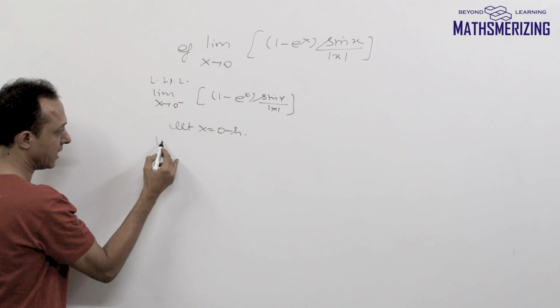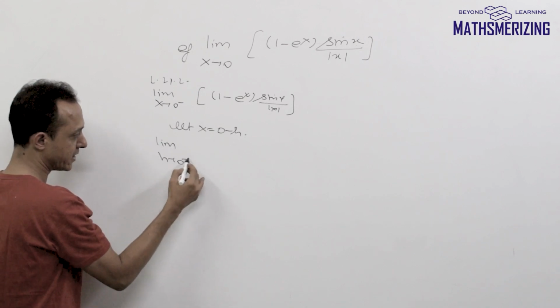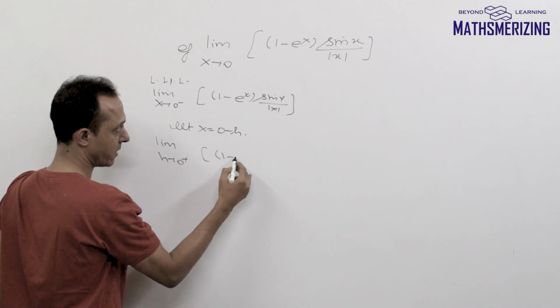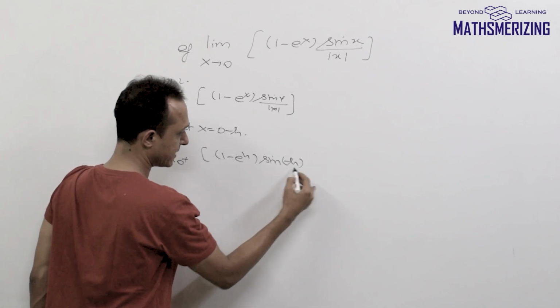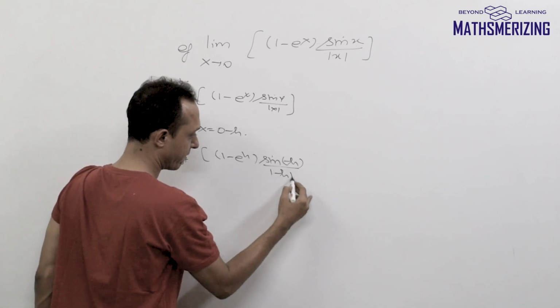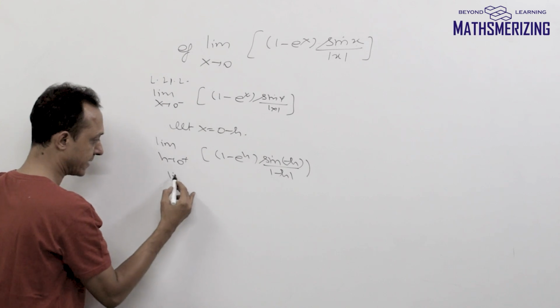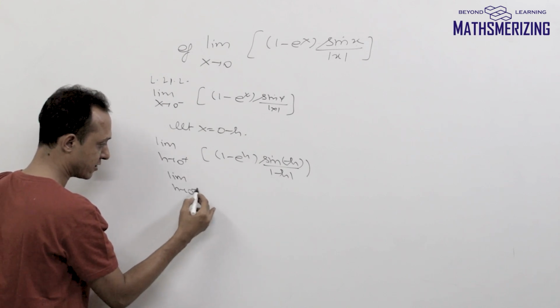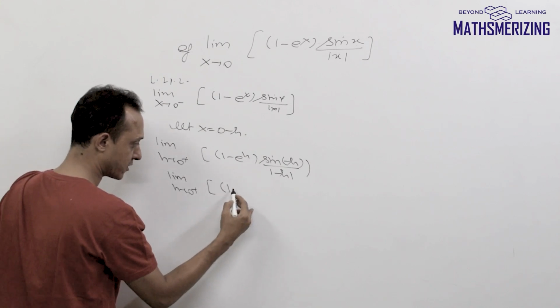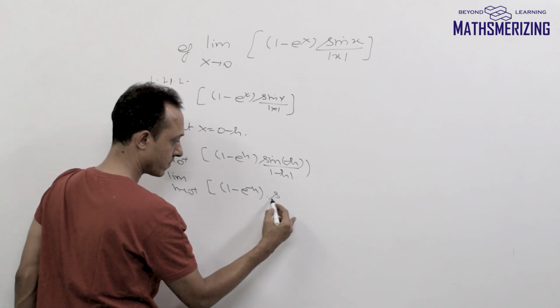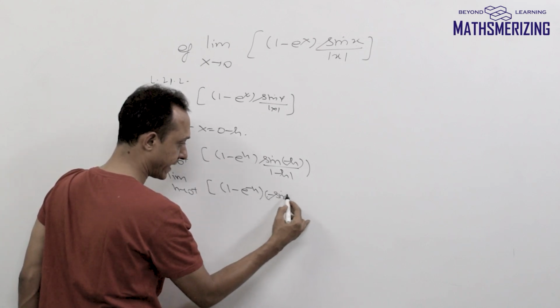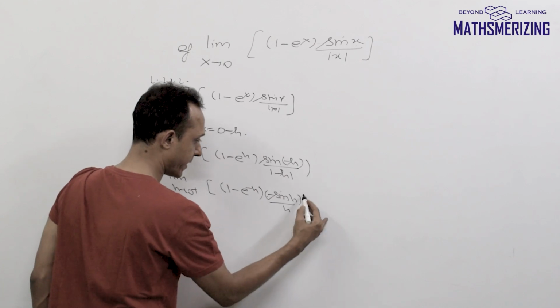So it will be limit h tends to 0 positive, greatest integer function of 1 minus e to the power h, sine minus h and mod of minus h. So I'll write it as limit h tends to 0 positive, greatest integer function of 1 minus e to the power minus h and minus sine h upon h.